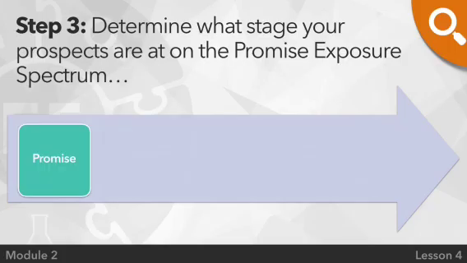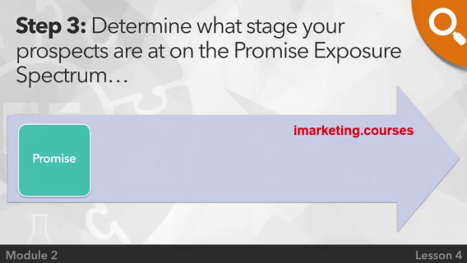The first stage is what we call promise. Now, this is the stage when your prospects have not been exposed to your promise yet. Meaning, if you're making a promise of outcome, a promise of result, a promise of transformation, if you are presenting a promise that your prospects have not heard before, that you're the first person, the first company, the first marketer to present the promise, your prospects are at stage 1, right?